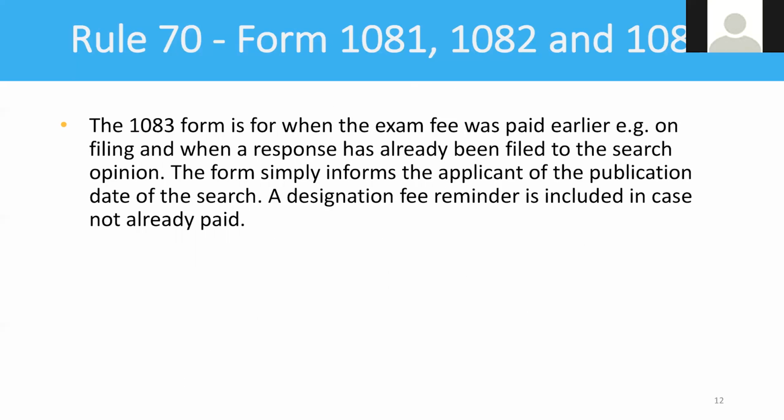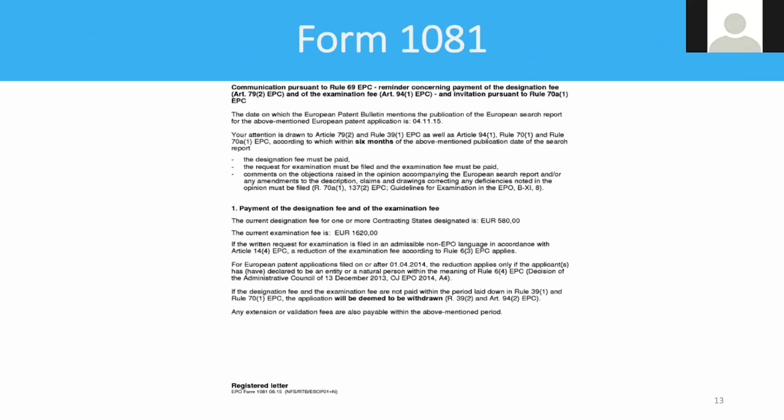Form 1083, the third version, is used when the exam fee was paid earlier, again, most likely at the time of filing, and a response has already been filed to the search opinion. This form simply informs the applicant of the publication date of the search, and a designation fee reminder is included in case it has not already been paid.